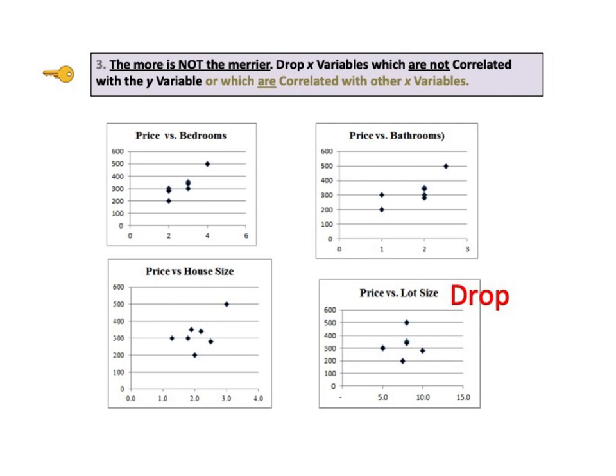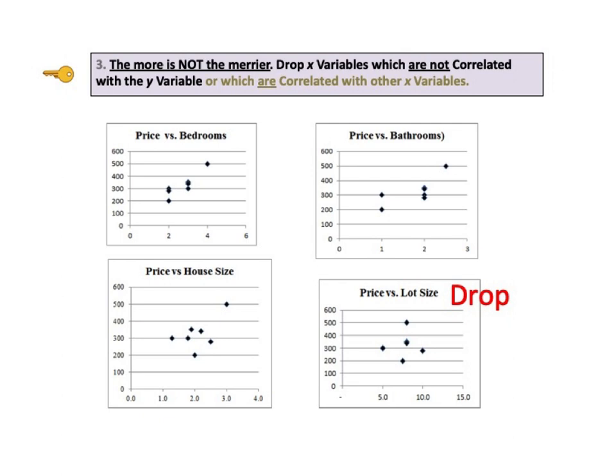KTU number 3 starts out by saying, the more is not the merrier. Drop x variables which are not correlated with the y variable, or which are correlated with other x variables. Simpler, that is fewer, x variables is better. It can be a bad idea to include a large number of possible x's. This is due to potential interactions among the x variables. It can also result in increased expense for gathering data.